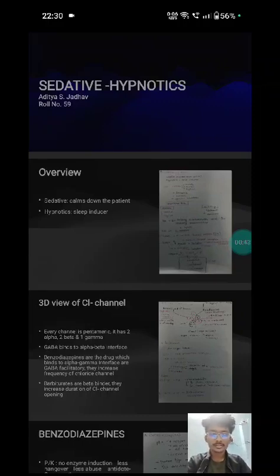Now, their mechanism of action is mainly on neurotransmitters. Neurotransmitters are of two types: inhibitory and excitatory. In inhibitory, GABA and glycine are the ones. In excitatory, glutamate and aspartate. There is no role of acetylcholine or any other neurotransmitter because they can act as both inhibitory as well as excitatory. Now, the aim of sedative hypnotic drugs: they decrease excitatory neurotransmitter and increase inhibitory neurotransmitter.